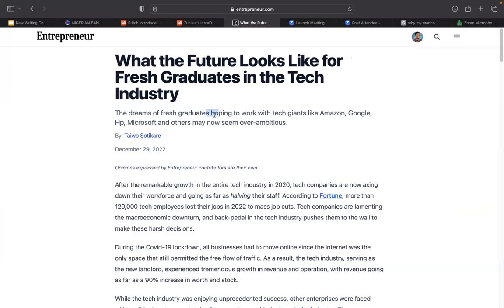The dream of fresh graduates open to work, and so on. After the remarkable growth in the entire tech industry in 2020, tech companies are now axing their workforce, going as far as halving their staff. According to Fortune, more than 120,000 tech workers lost their jobs in 2020 to mass job cuts.